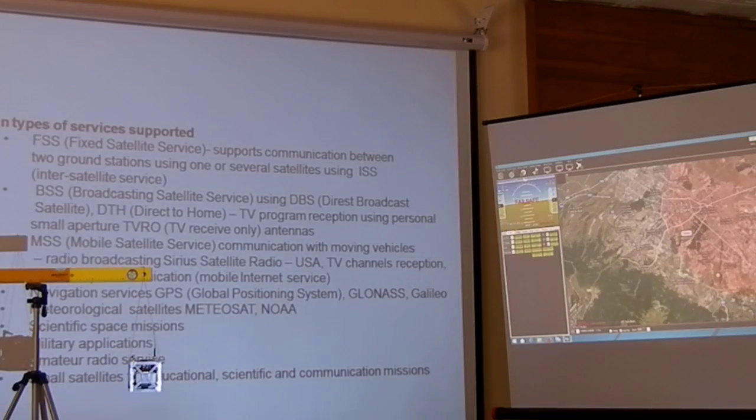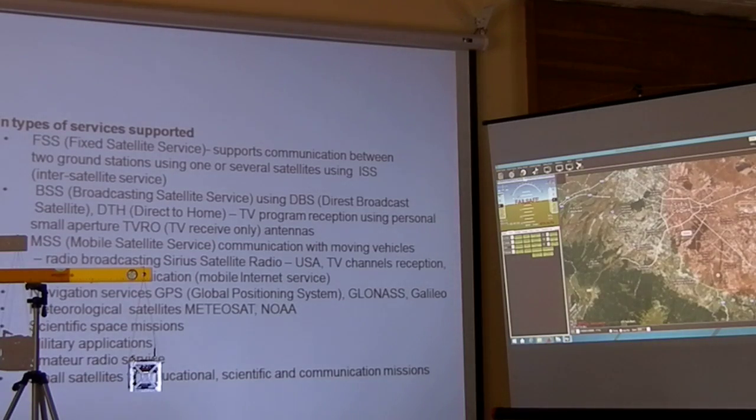Scientific space missions are the missions in deep space, the missions flying to Mars and some other planets, and so you need communication with these missions. You need to send pictures to the Earth and to send commands from the Earth to the missions. Also, a huge number of satellites are dedicated to military missions.